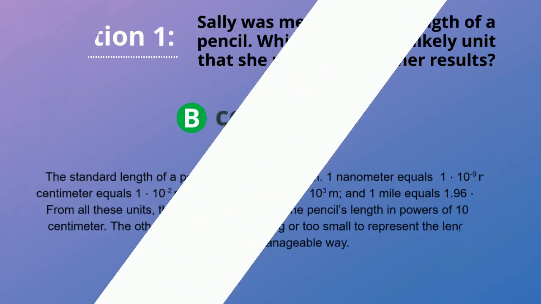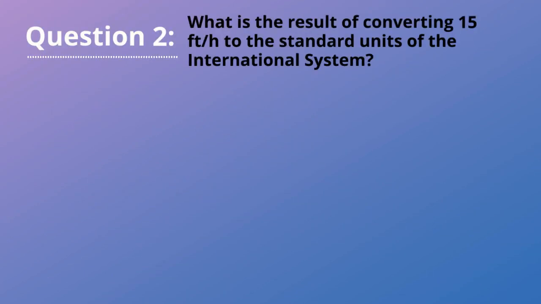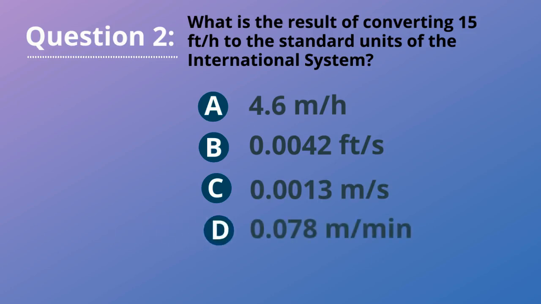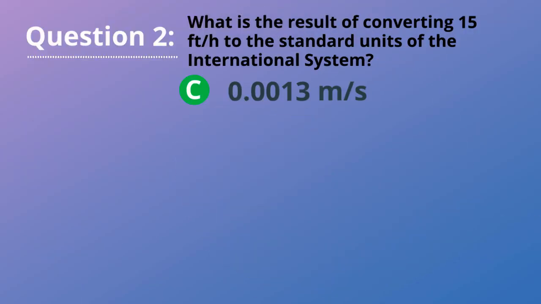Question 2. What is the result of converting 15 feet per hour to the standard units of the International System? A. 4.6 meters per hour, B. 0.0042 feet per second, C. 0.0013 meters per second, or D. 0.078 meters per minute. The correct answer is C.